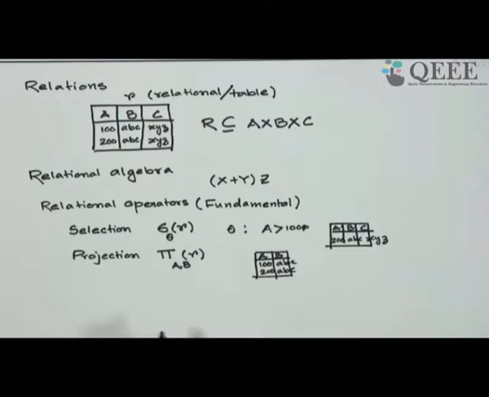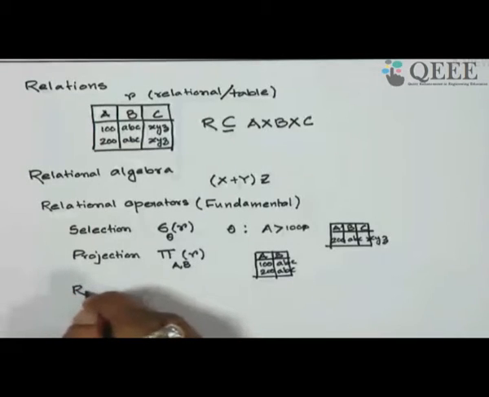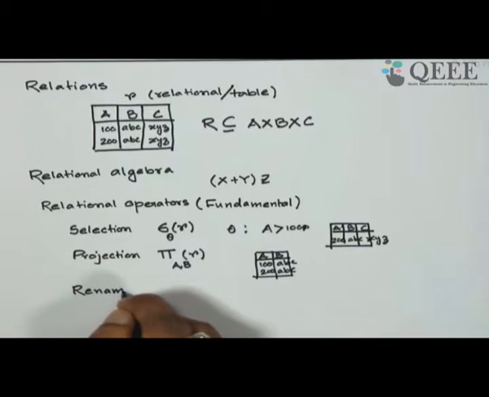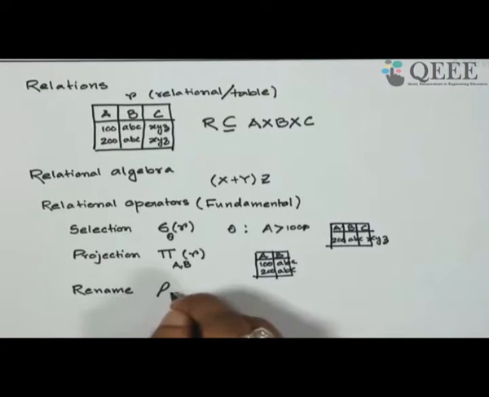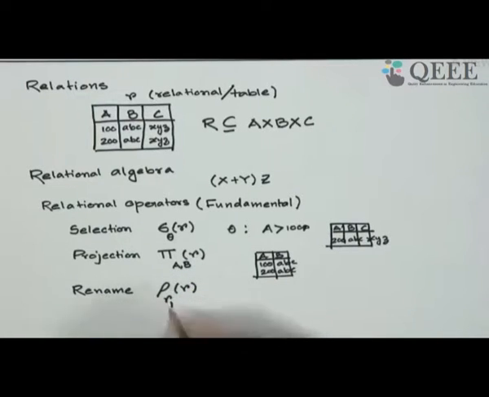Okay. Then we have the rename operator, which is useful when you want to change the name of a relation. R will be renamed as R1. This is useful, for example, when I have a complex expression and I want to give it a temporary name. I would use the rename operator.